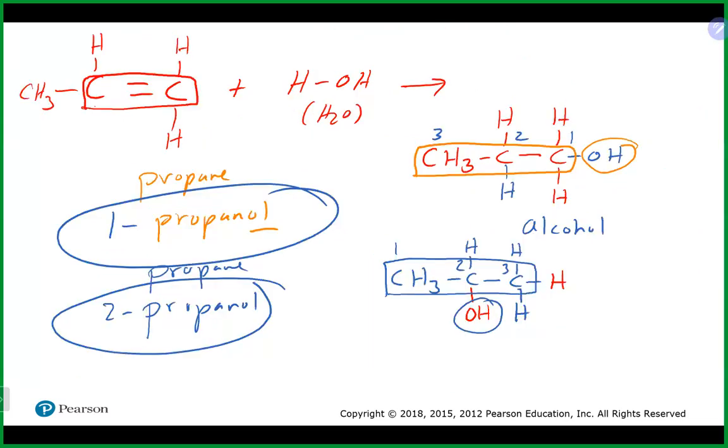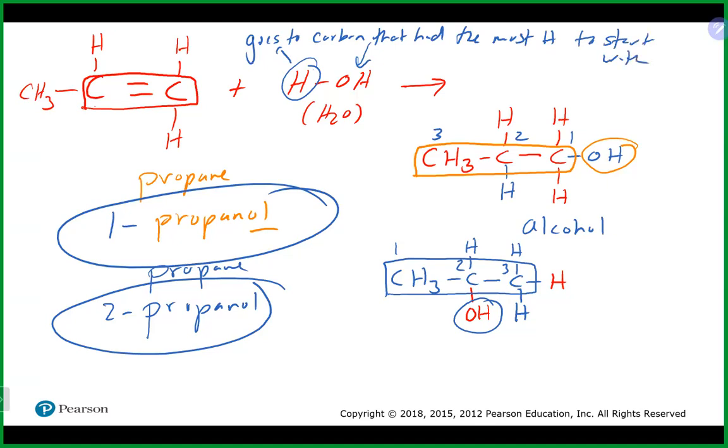So what is the rule? The rule is what's referred to as Markovnikov's rule, which says that when you're adding hydrogen and something else like OH from water, Cl or Br, the hydrogen will end up at the carbon that had the most hydrogens to begin with. So the hydrogen goes to the carbon that had the most hydrogens to start with. Which, by the way, is in the double bond.